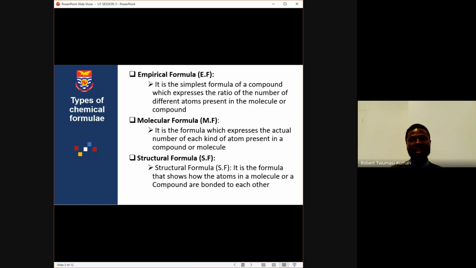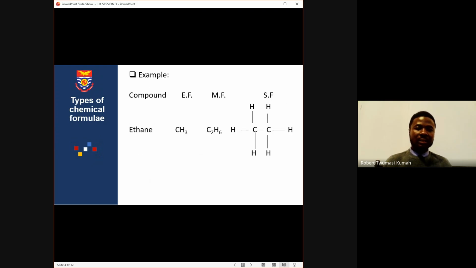So we can have a structural formula of a molecular formula. We can have a structural formula or the structure of an empirical formula. The structural formula is only giving us a fair idea, or is only telling us how the atoms are bonded to each other, and it is very important in chemistry. So we have an example here.